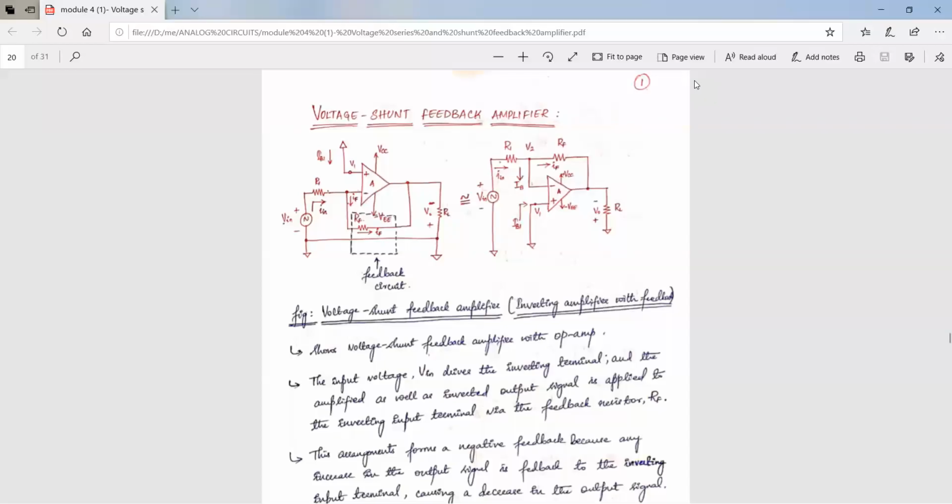Hi students. In the previous session, we derived the closed loop voltage gain, input resistance, output resistance and bandwidth with feedback for the voltage series feedback amplifier. Now, in this session, we'll consider the voltage shunt feedback amplifier and we'll derive equations for the same four parameters.